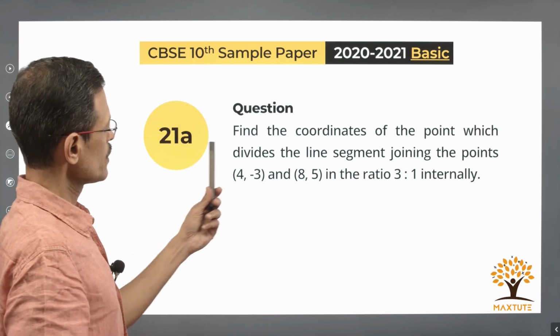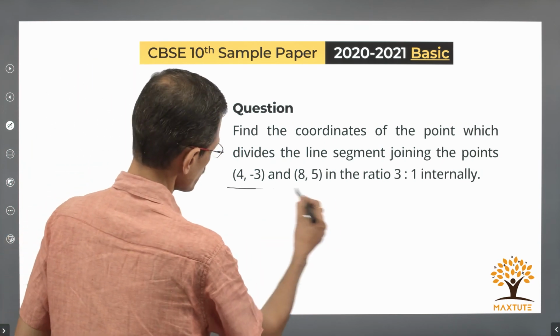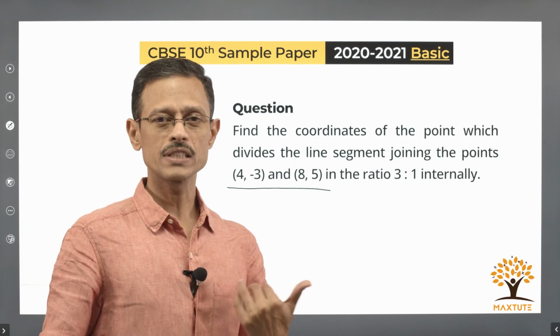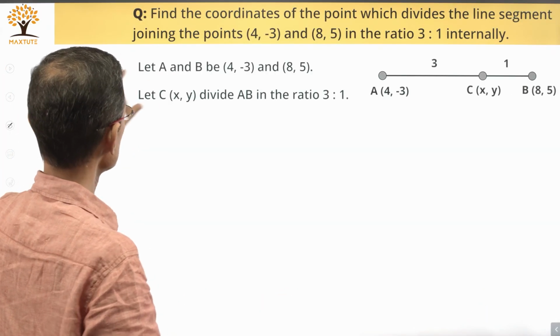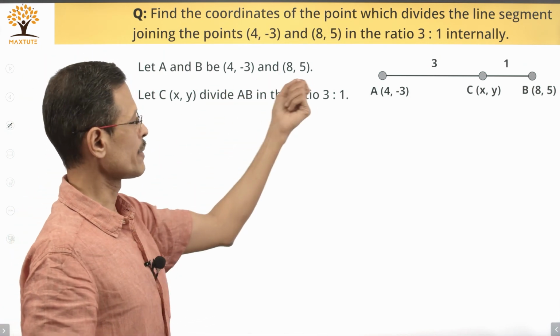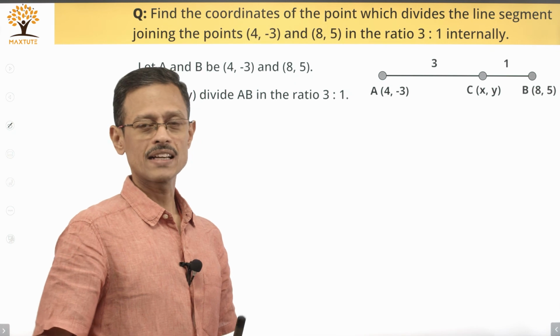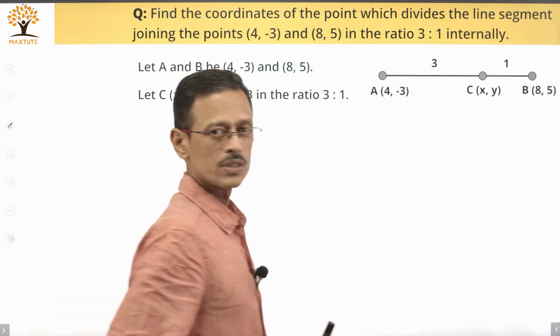Let us get started. Find the coordinates of the point which divides the line segment joining points (4, -3) and (8, 5) internally in the ratio 3:1. We are going to be applying the section formula. What's the section formula? If you have 2 points A and B whose coordinates are (4, -3) and (8, 5), and a point C lies on this line segment, and let's say the coordinates of point C are X and Y, dividing it in the ratio 3:1.